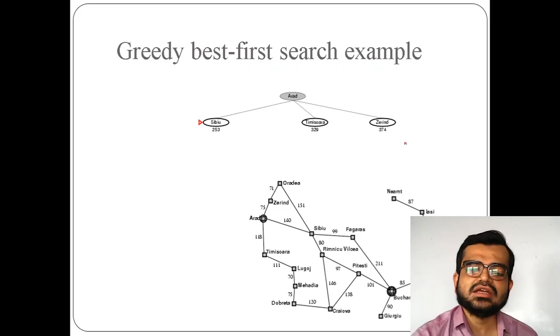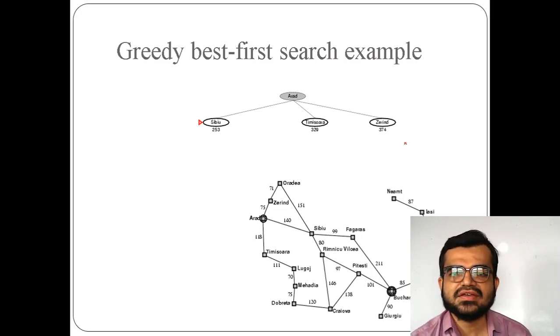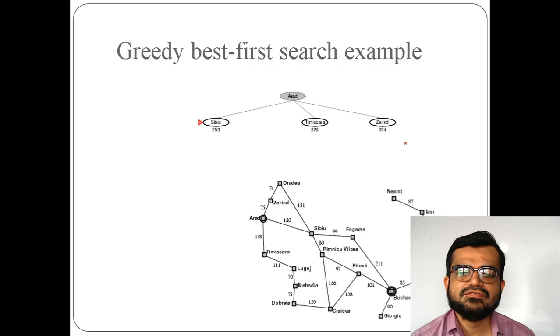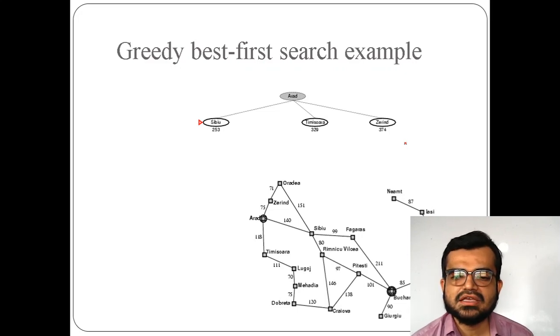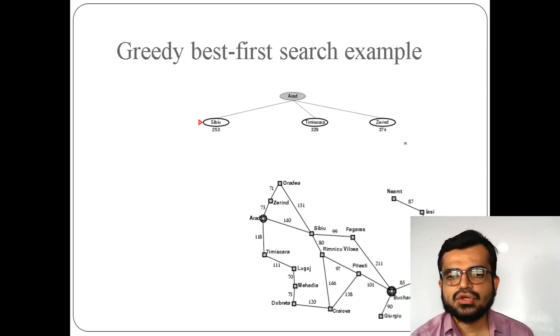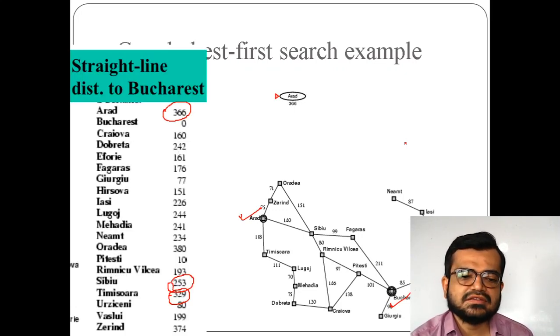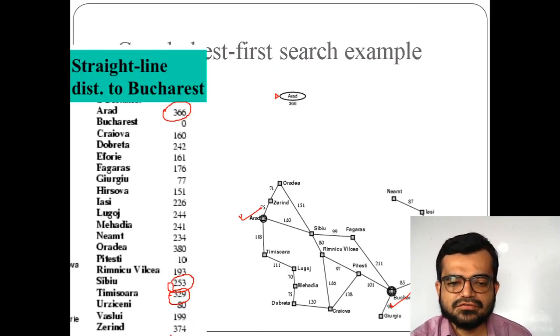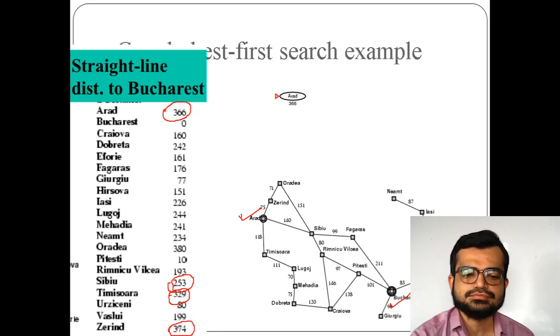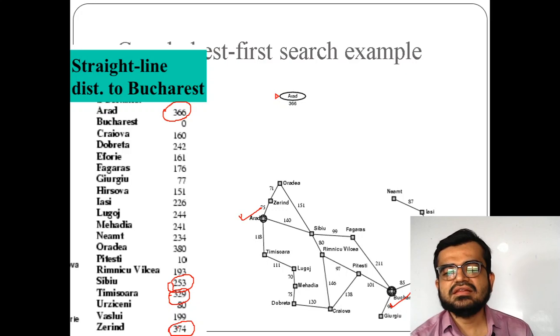As I said, it is a combination of BFS and DFS, so it is behaving like a BFS first. Now if you go with Zerind, you can check here, it is getting 374 kilometers. I am using kilometers here, it can be miles also. So the distance is 374.